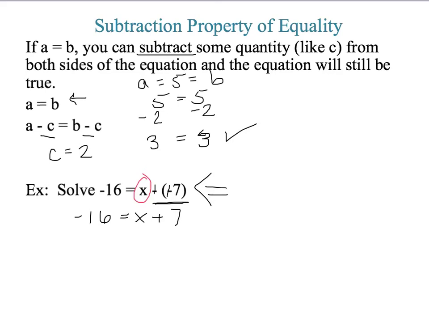All we need to get rid of now is this plus 7. In order to do that, you can subtract 7 from each side. You have to subtract 7 because you have plus 7 and minus 7, so plus 7 minus 7 is equal to 0. So then you just get x on this side, and you have negative 16 minus 7, which is negative 23.